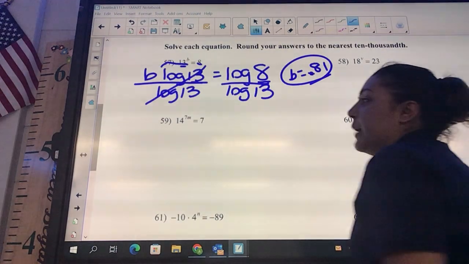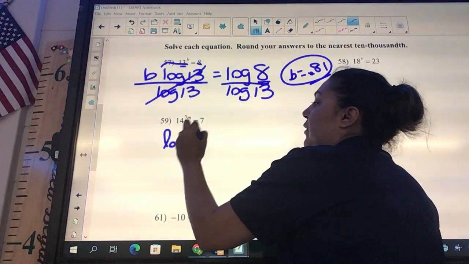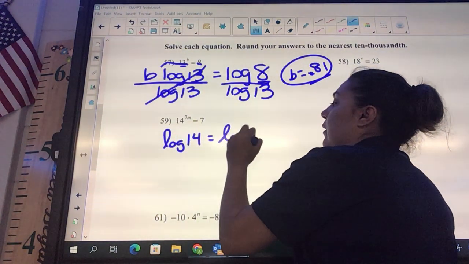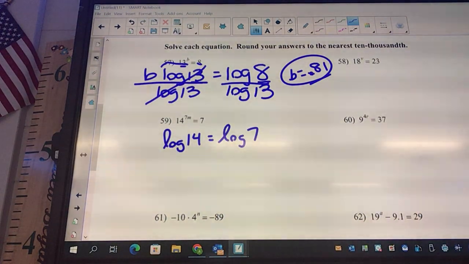Okay, so this one's going to be the same way. We're going to say log of 14 equals log of 7 to the n. What happens to that n? It comes down and in the front.